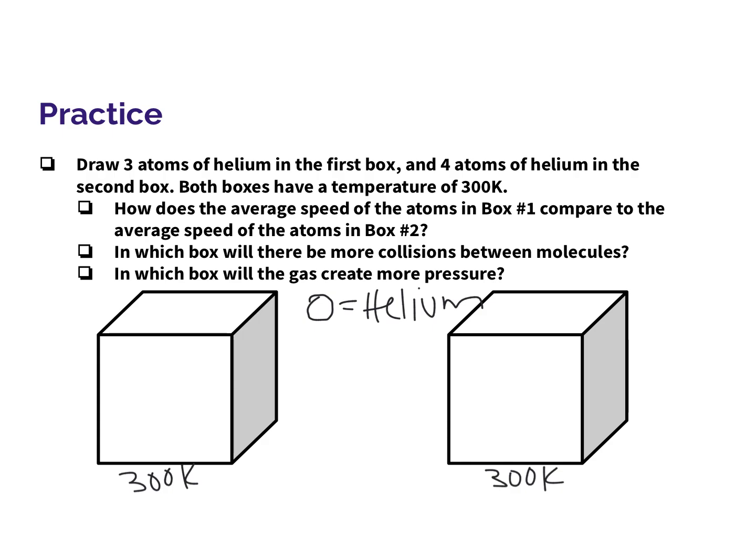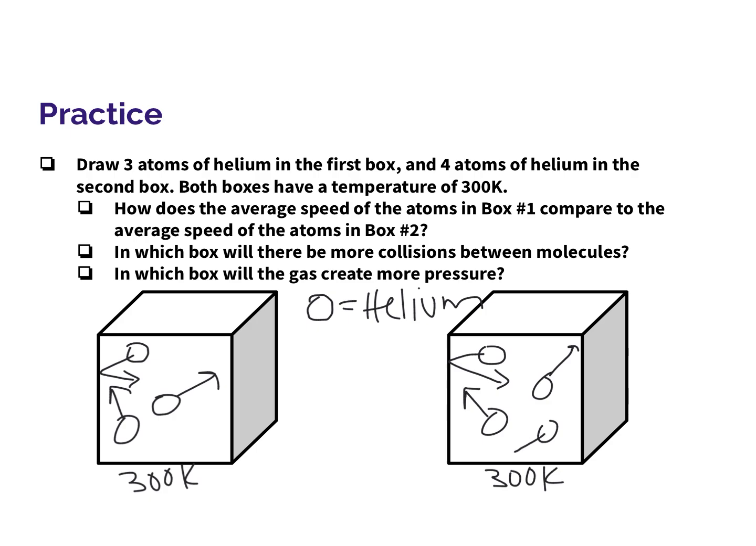So we have 3 atoms of helium. 1, 2, 3. Maybe some collisions. And then this one, we have 4. 1, 2, 3, 4. And again, we're going to make the arrows about the same. There's nothing noticeably different, really, between the two.